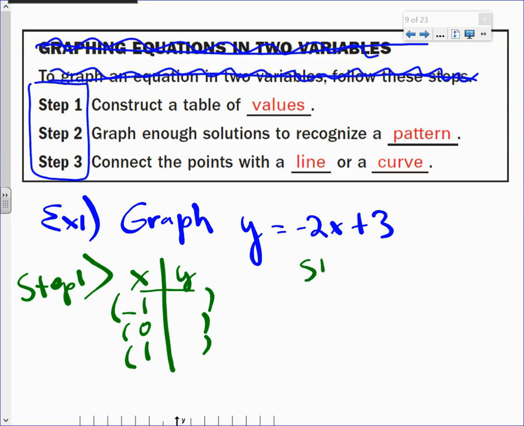Step 2 now. Look at step 1, we're done. We constructed table values. Step 2, I'm going to replace these x values. I'm going to put them into the equation for x right there, and I'm going to figure out what my y values are. There's going to be 3 y values here. I'm going to fill in those y blanks by replacing x with those x values.